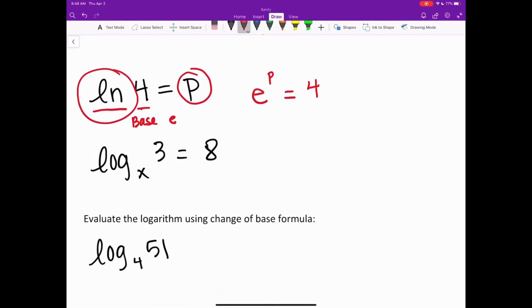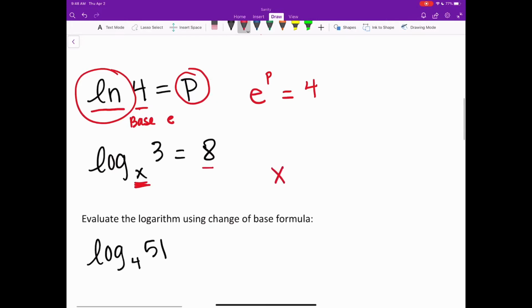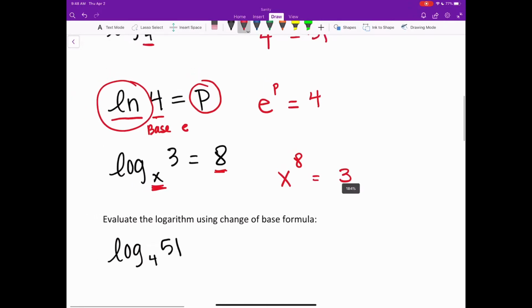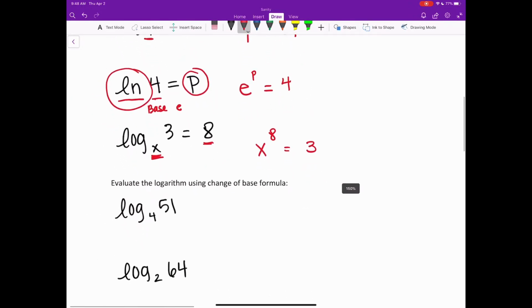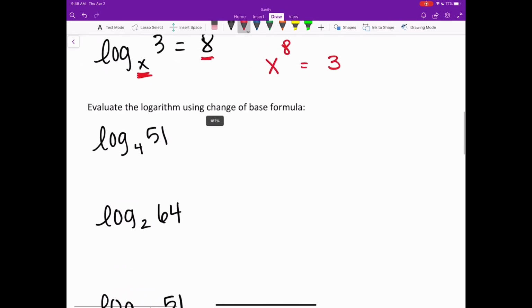And now I have log base x of 3 equals 8. So my base of x being raised to the 8th power equals 3. All right. Let me know if you have any questions. Again, email me. Just shoot me an email.